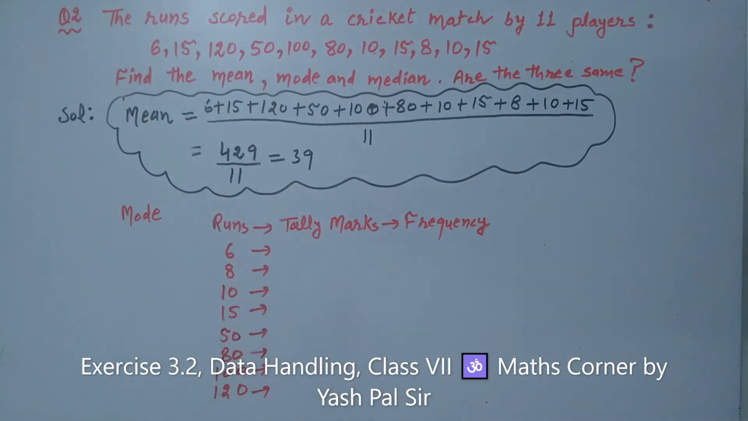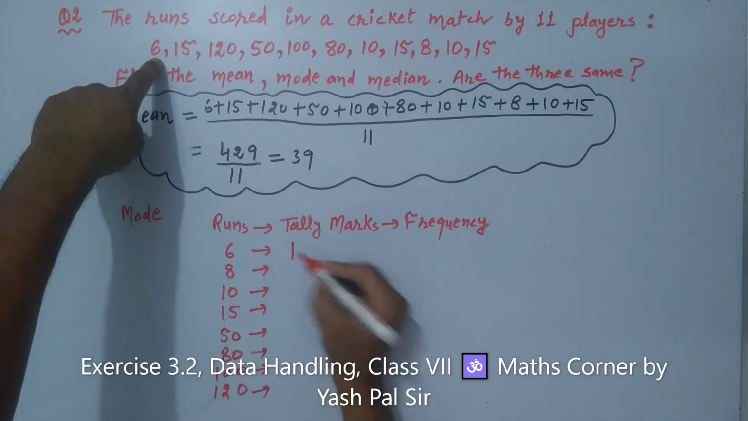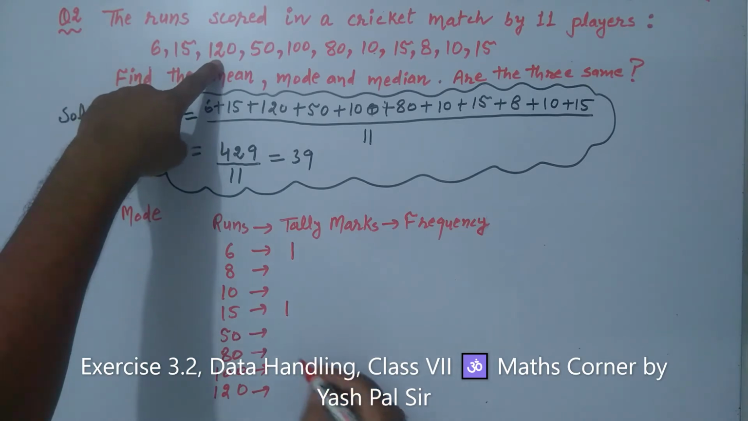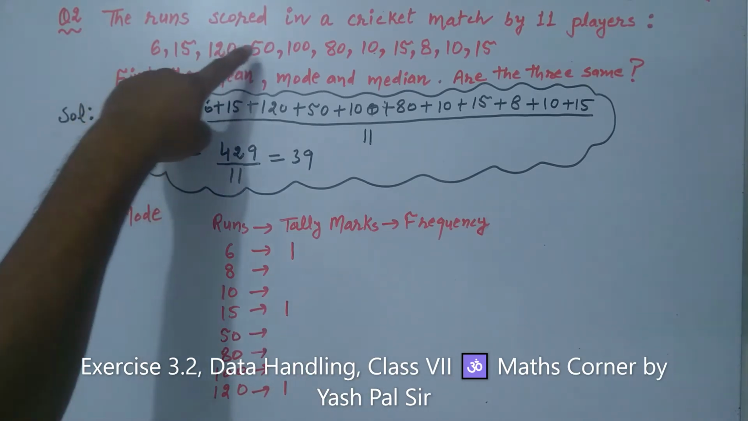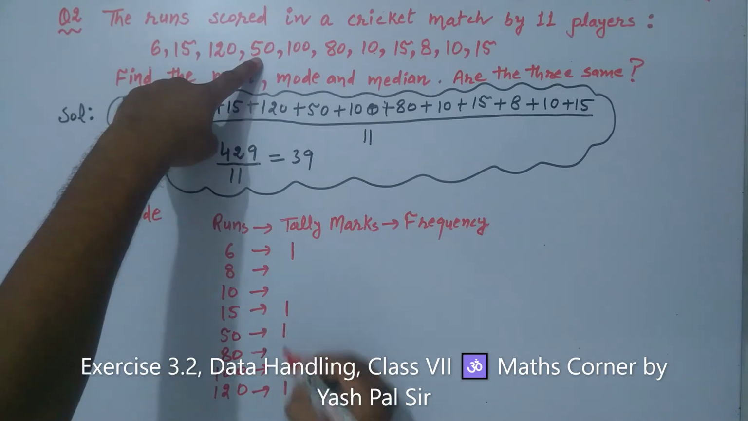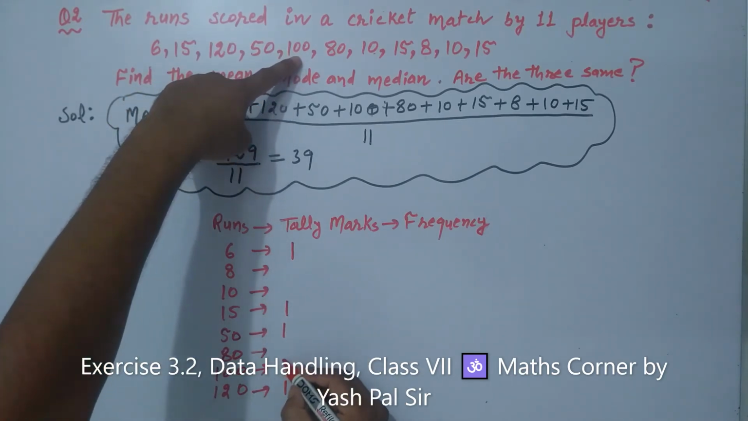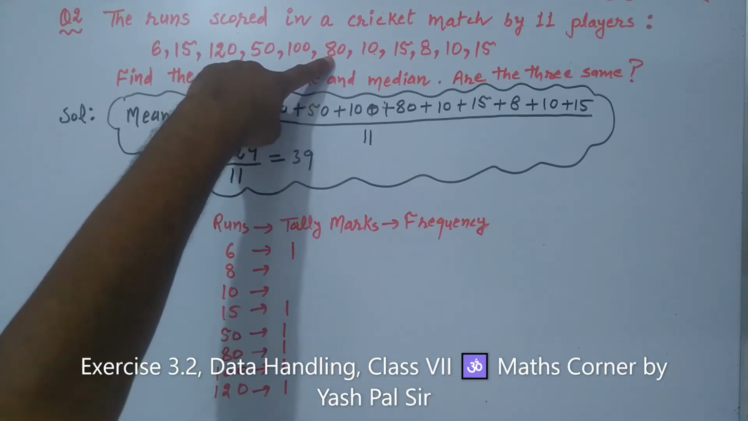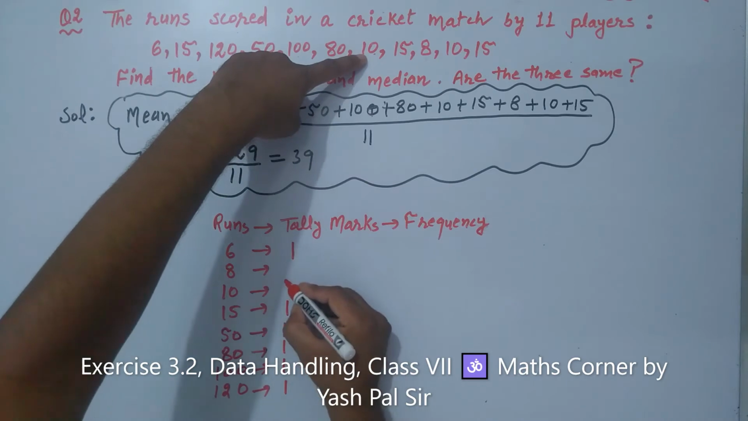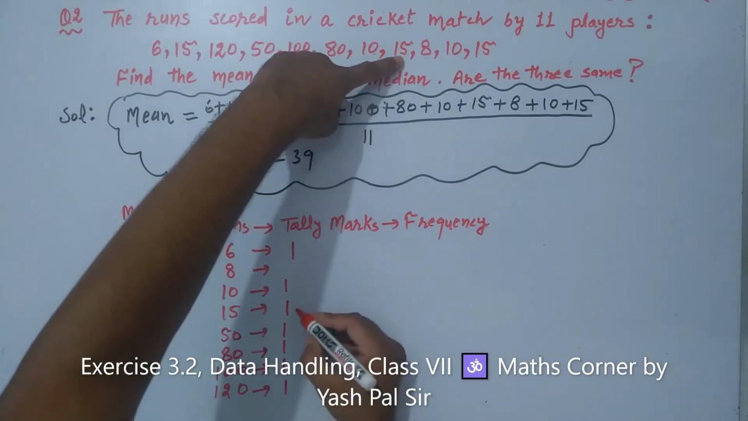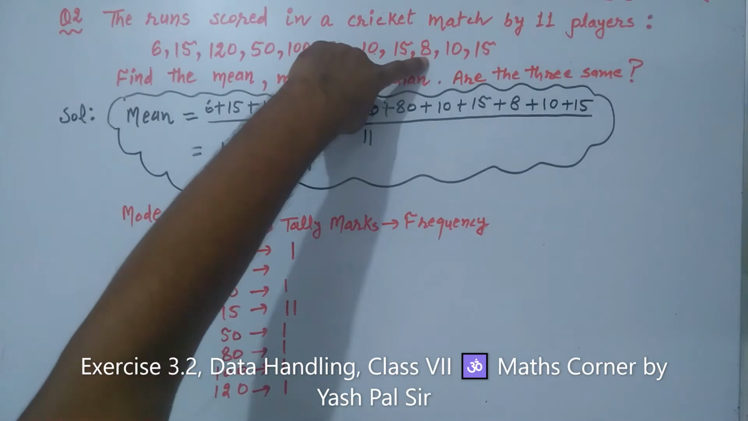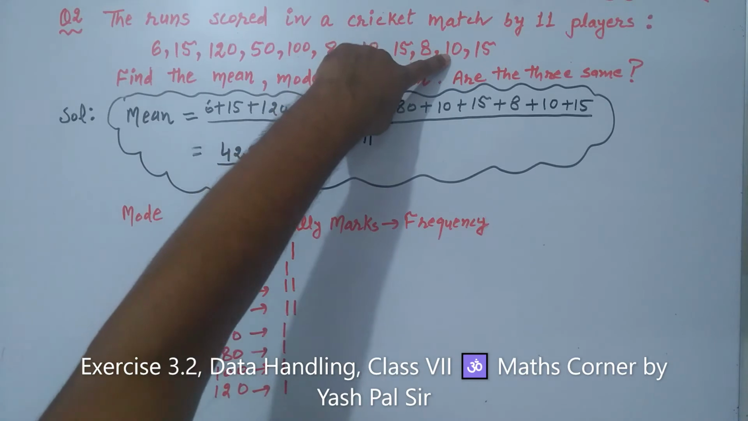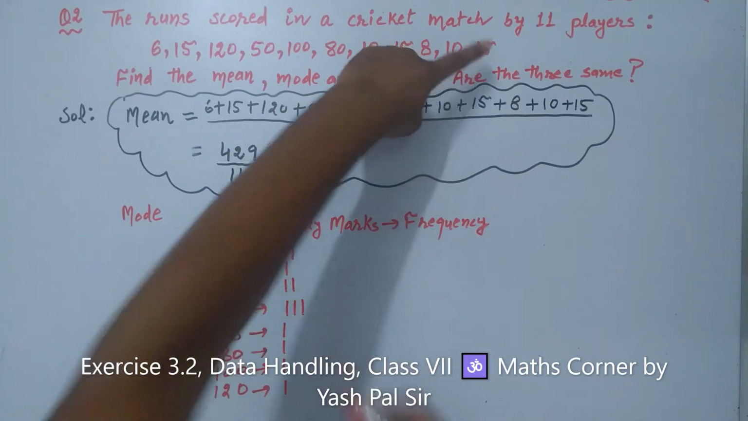Okay, so now what are the tally marks? First of all, we have this 6, so put here 1. Next is 15, write here 1. Then 120, we put here 1. Then 50, in front of it 1. 100, this is 100. 80, this is 80. Okay, next is 10, so this is 10. Next is 15, this is 15. Next is 8, this is 8, next is 10, this is 10, next is 15.